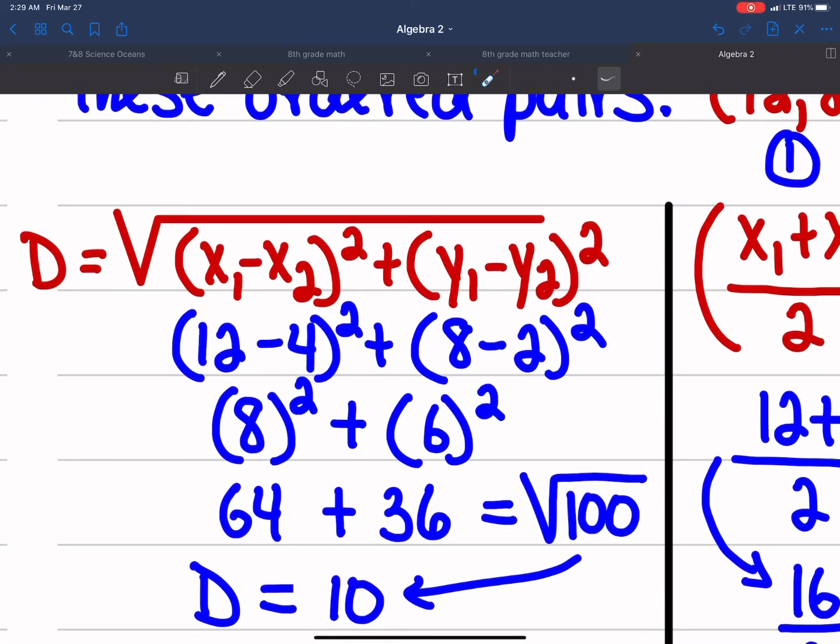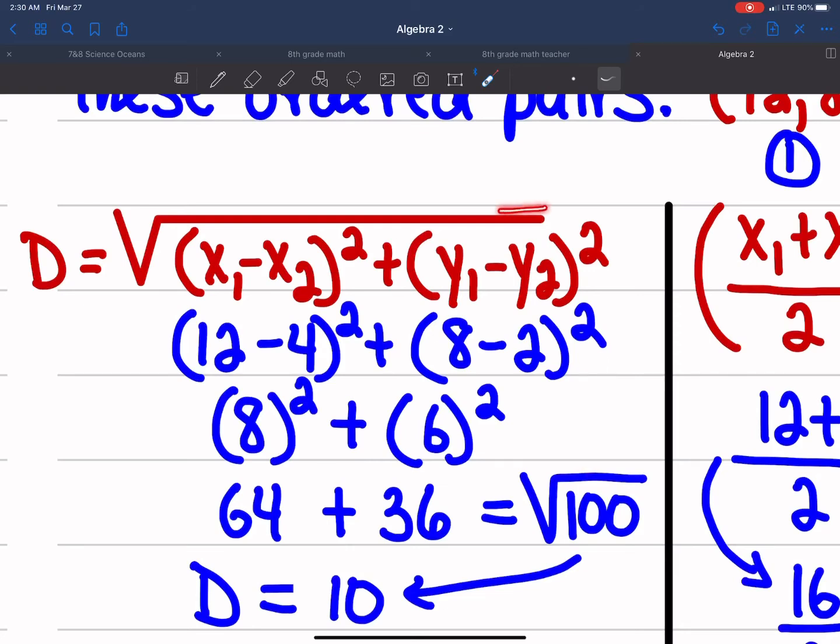X1 minus x2 would be 12 minus 4 squared. And we're going to add that to 8 minus 2 squared. So 12 minus 4 is 8. 8 minus 2 is 6. Squared. So 8 squared is 64. 6 squared is 36. And so I'm going to add them, right? Because that's what the formula tells me to do. I'm adding them. And so 64 plus 36 gives me 100.